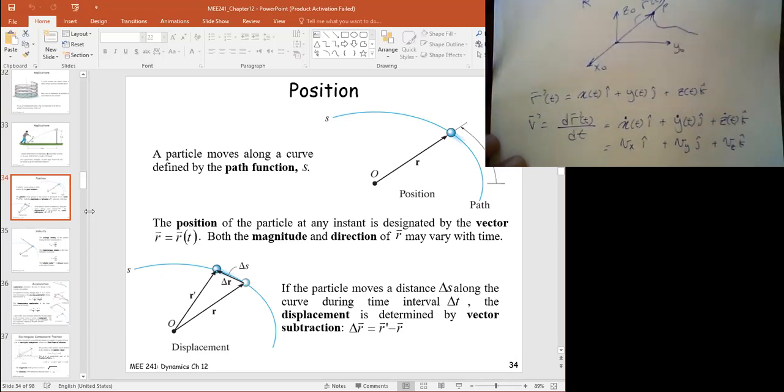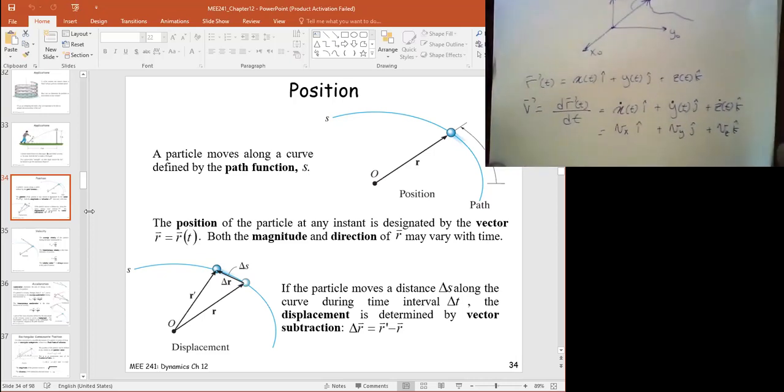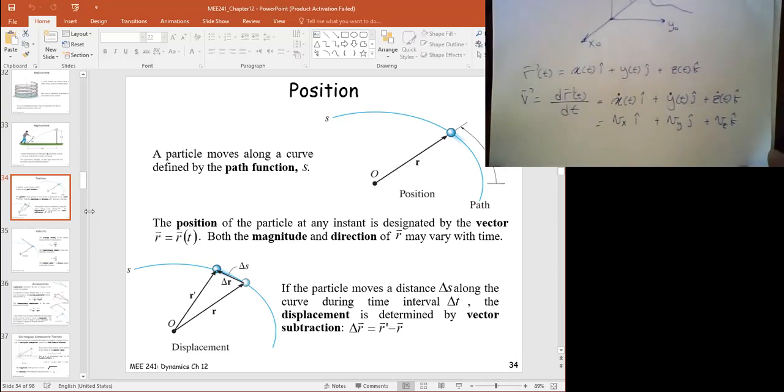If I ask you now, what is the magnitude of the velocity vector? Can someone tell me how I can find that? Square root of vx squared. Bravo, exactly. So you take the square root of all of them. It's going to be equal to the square root of vx squared plus vy squared plus vz squared. Okay, guys, is that all clear?